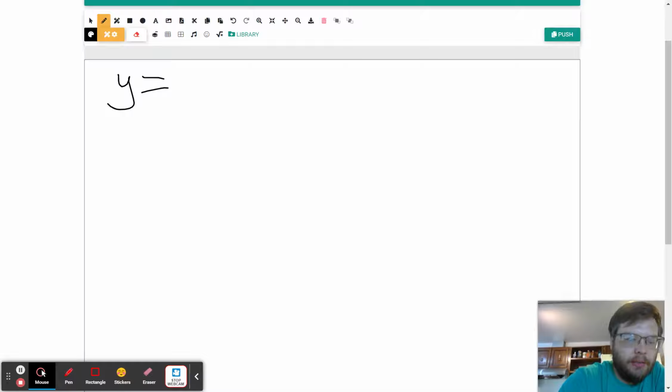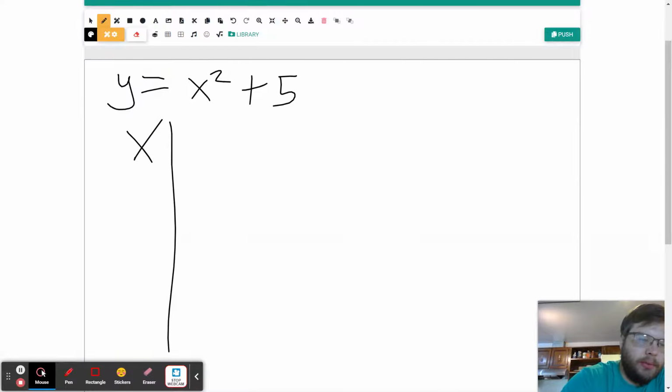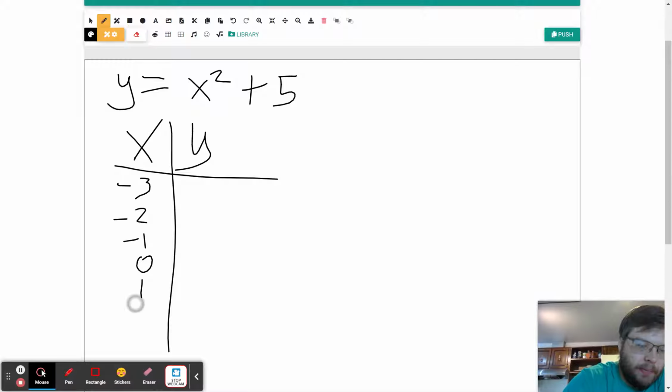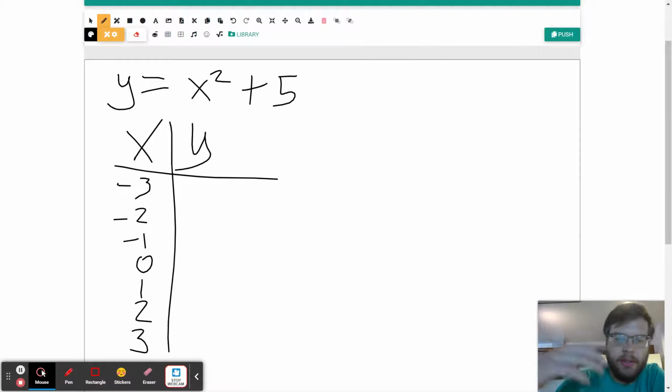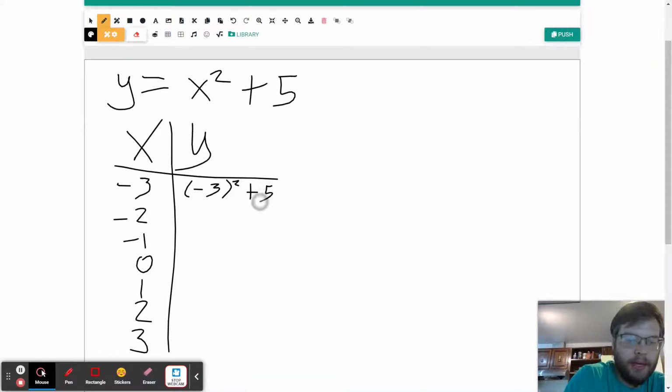Let's just say we have y equals x squared plus 5. I'll just throw some numbers in there. If you don't know where to start, a good idea is just to count by ones. And because we're doing quadratics, it's good in general also, but especially with quadratics, you want to do some negative numbers, you want to do some positive numbers. So you're going to go through the calculations. Negative 3 squared plus 5. I'm just going to set them all up.